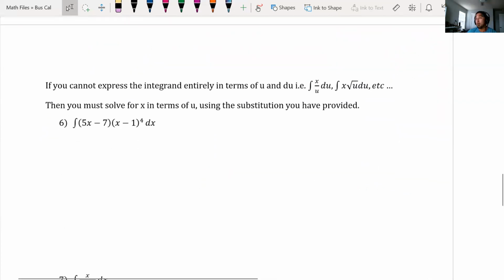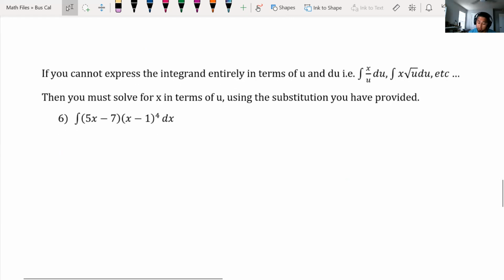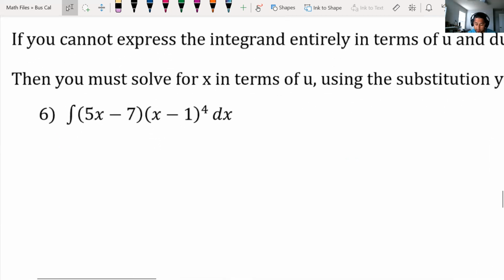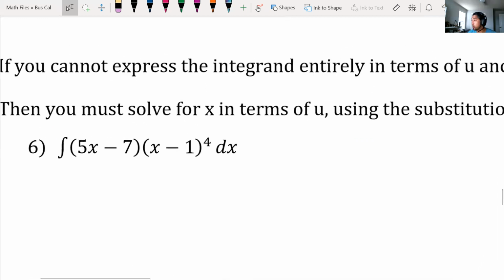Next. Okay, so for these ones, sometimes we can't express the integral all in terms of u. So in order to do so, we're going to have to take our substitution and make another substitution out of it. So we're going to get real Inception movie-like. Okay. So for 6, we have the integral of 5x minus 7 times x minus 1 to the 4th.